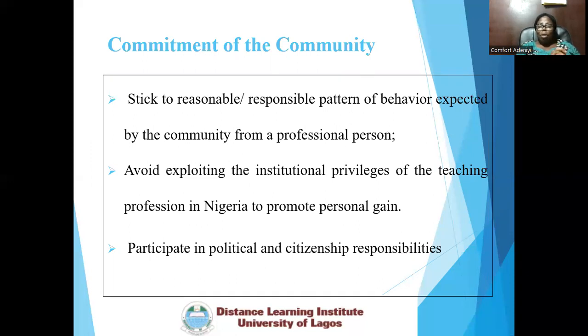And I said also, after talking about the teachers' obligation to the students and to the parents, we want to talk about the commitment or the obligation of the teacher now to the community. One, stick to reasonable and responsible pattern of behavior expected by the community from a professional person. As a professional person, you are expected to behave in a manner that will give respect to that particular profession. A professional person should not behave just anyhow. So a teacher should comport himself in a way that will build respect for himself and respect for the profession.